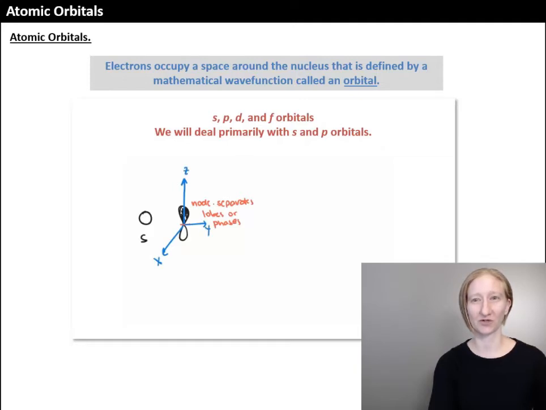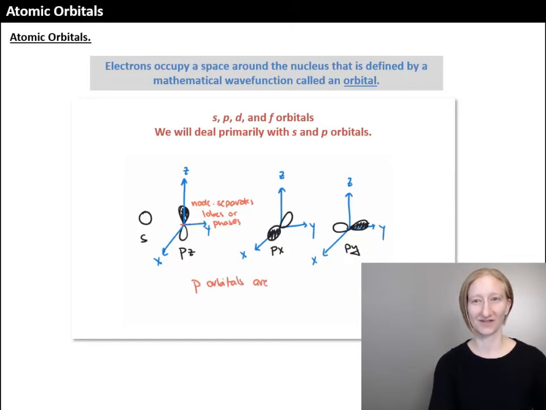Each of our three p orbitals points along one of our three Cartesian axes. So the pz orbital lies along the z-axis. The px orbital lies along the x-axis. And the py orbital will lie along the y-axis. Okay, the p orbitals are directional and they're oriented 90 degrees from one another.